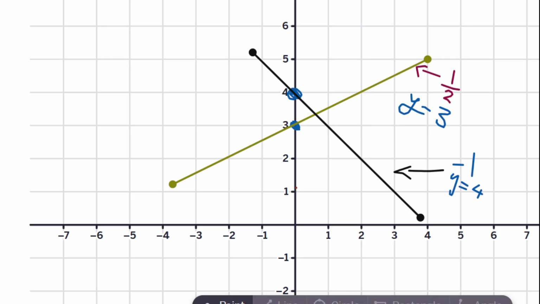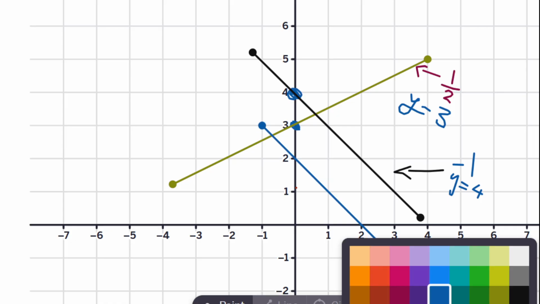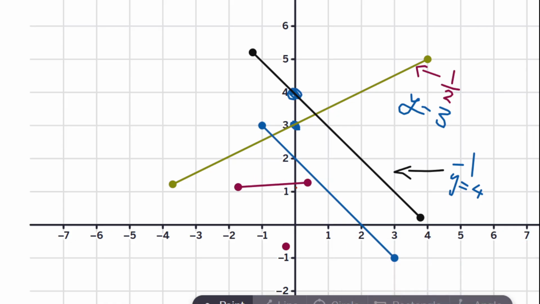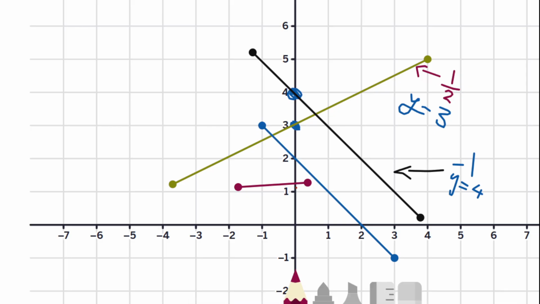How was it? Did you get it? Was it easy? Why don't you please find the slope and the y-intercept of this blue line here? Do it and post your answer in the comments.